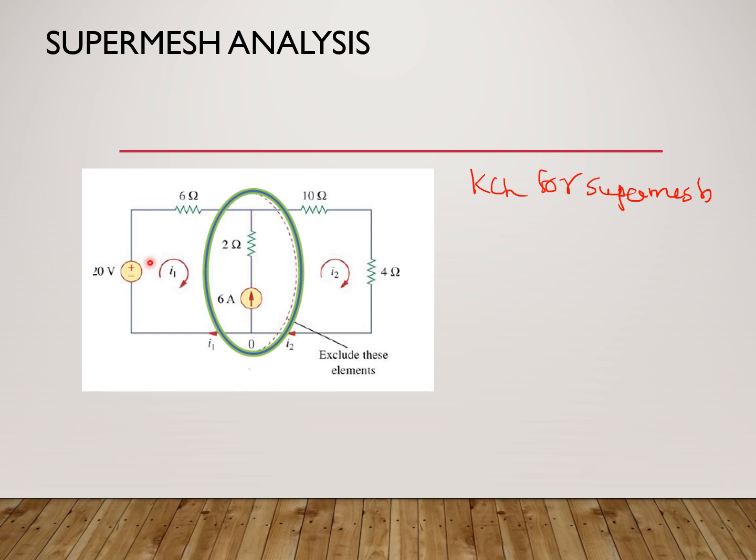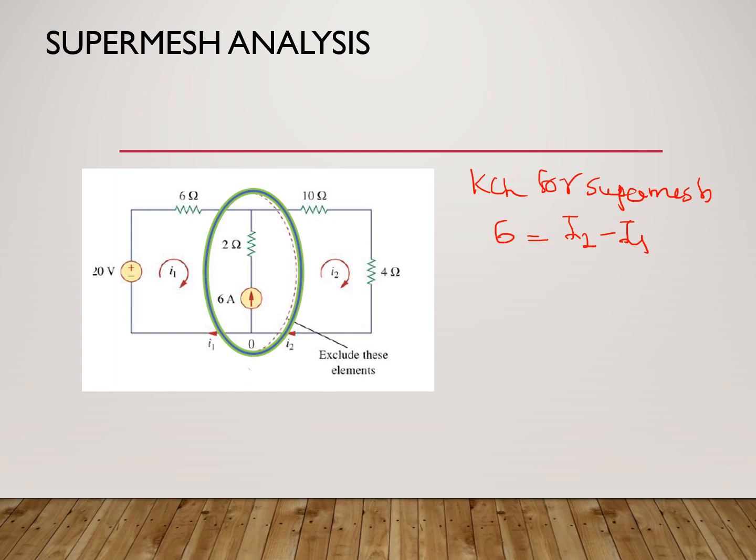In terms of the mesh currents I1 and I2, I2 is flowing upwards, I1 is flowing downwards. 6 ampere is also flowing upwards. So I can write 6 is equal to I2 minus I1. 6 ampere is flowing upward, I2 is also flowing upwards. So effectively I am writing it as I2 minus I1. So this is one equation we have.